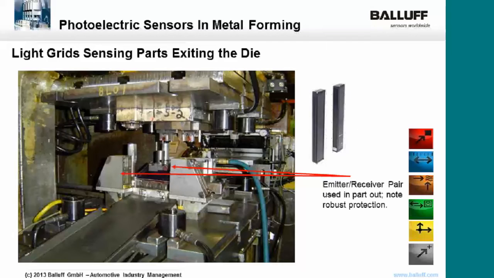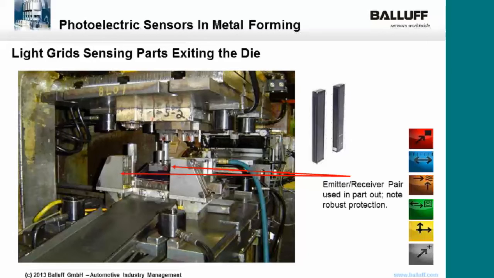The light grids here are being used. The BGL light grids are here to sense parts exiting the die. So they are an emitter and a receiver pair. They are very similar to a light curtain, but these are for non-safety applications. They would have multiple beams at 5 or 7 millimeter spacing that would pick out a part as the part's being ejected.